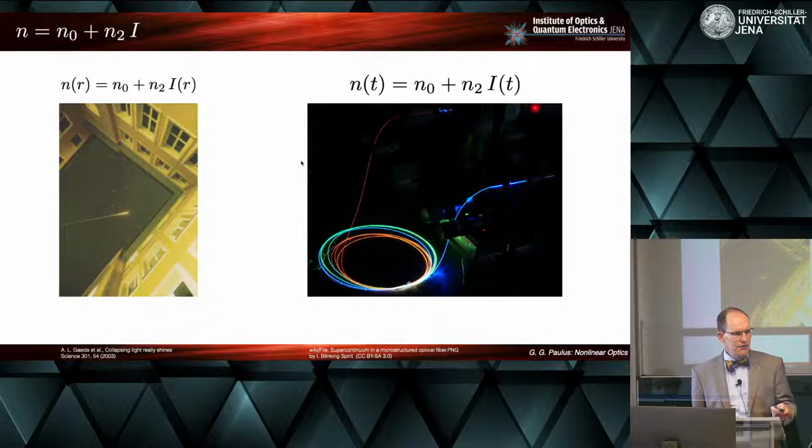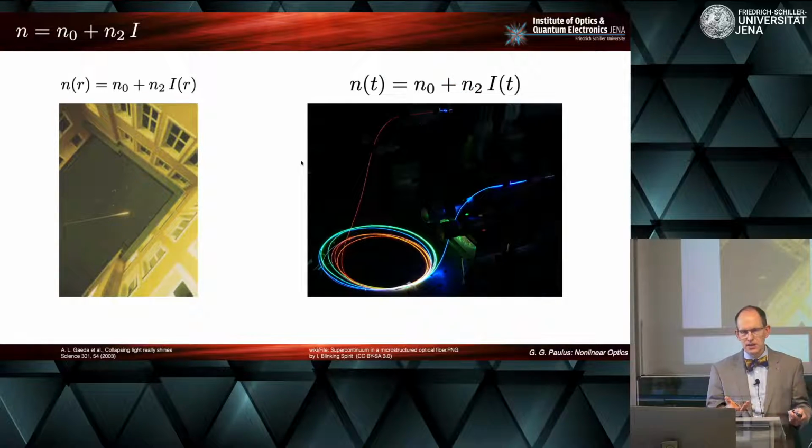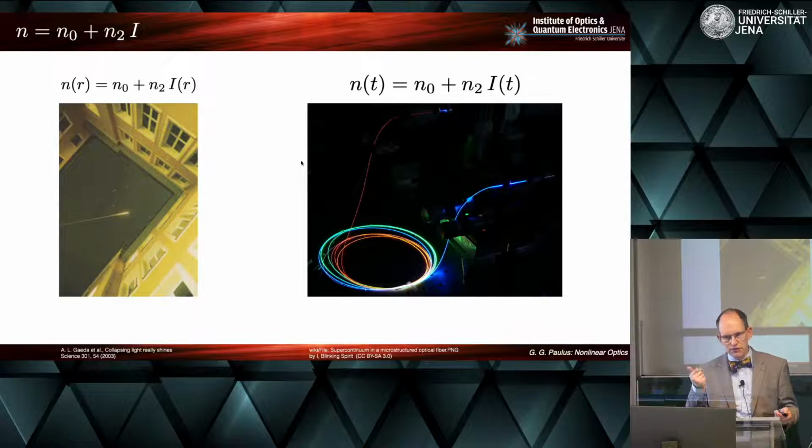What we also can do, in case we have a short pulse: if you have a short pulse, then you have a time-dependent change in the refractive index. And this leads to self-phase modulation. We'll come to that in a few chapters from now, so actually next year or so. Yeah? And the interesting and exciting thing here is that you produce new colors.